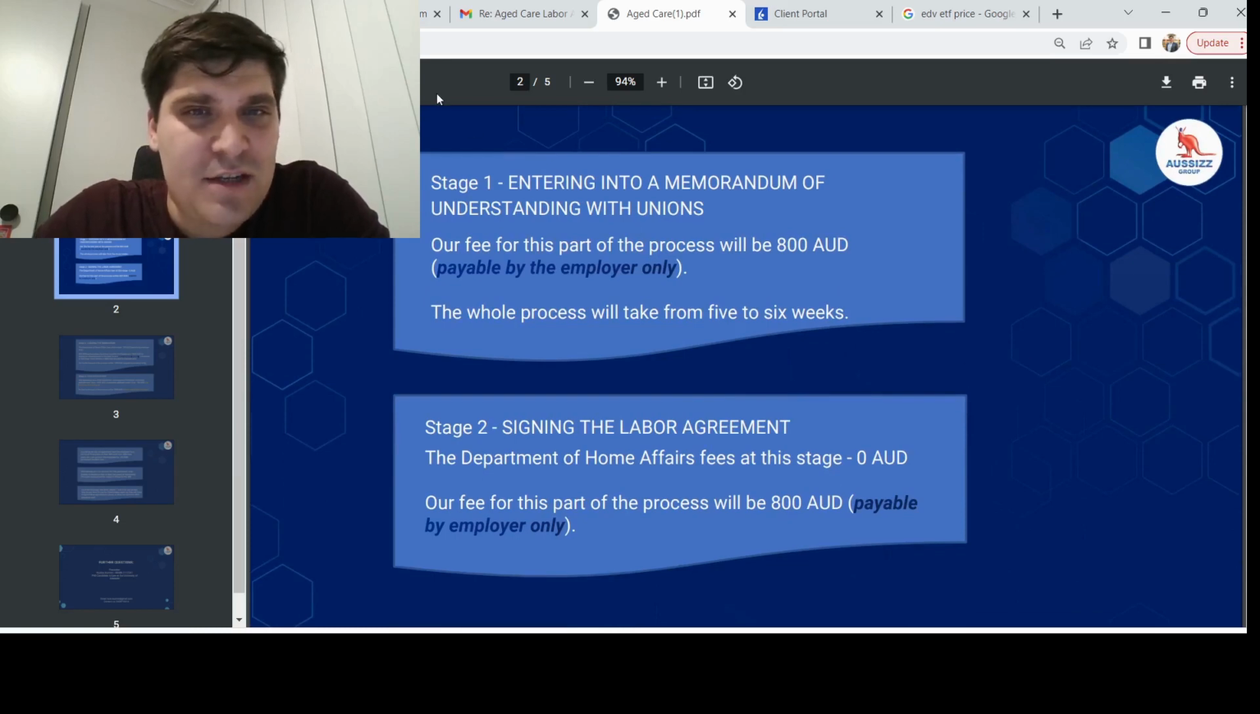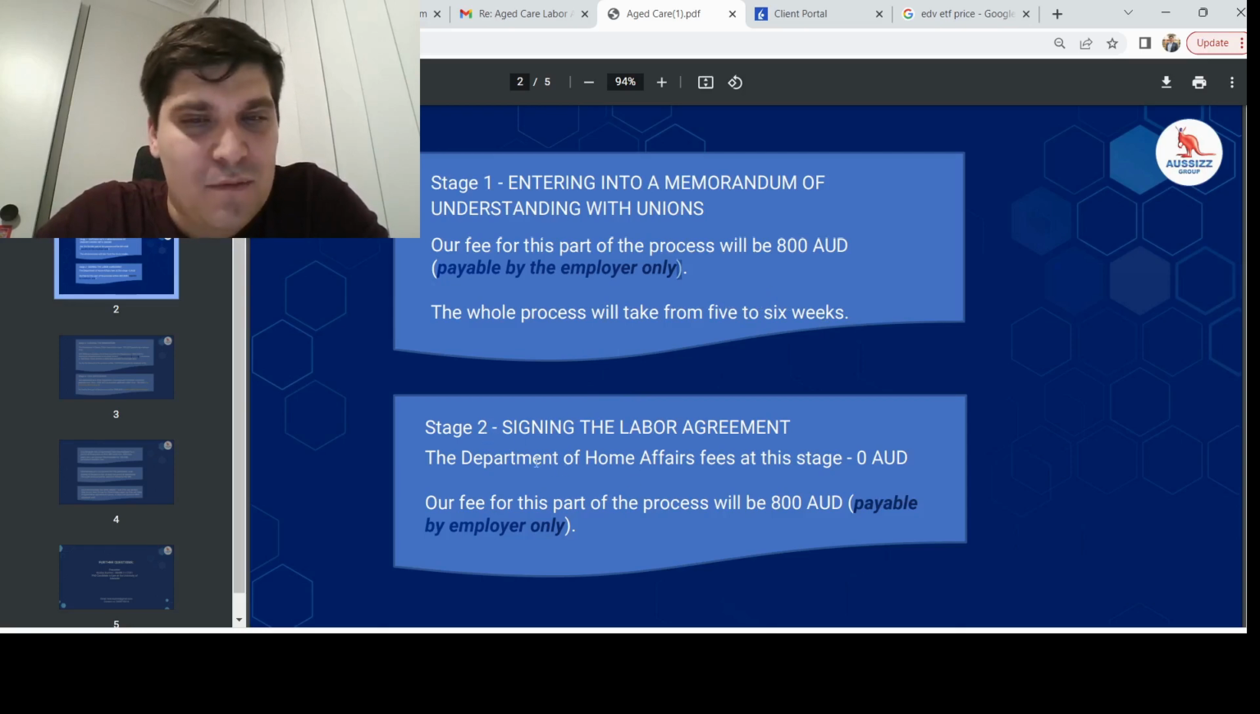Okay, so stage one is when the employer enters into a memorandum of understanding with the trade unions, and the fee that we as migration agents charge at this stage is $800. This part is also payable only by the employer, so you can't offer the applicant to pay the fee for you if you're the employer. The whole process will take slightly over a month. Could be more, could be less.